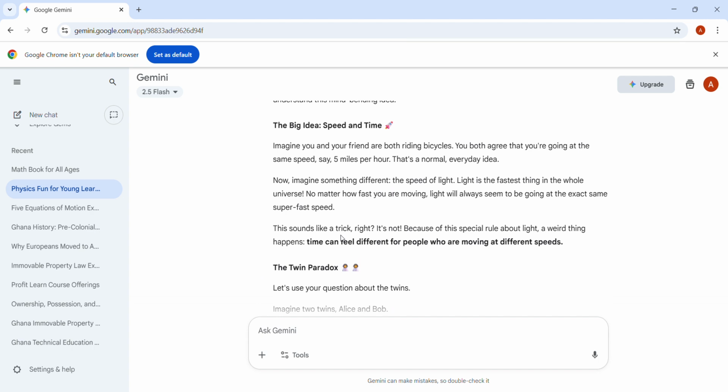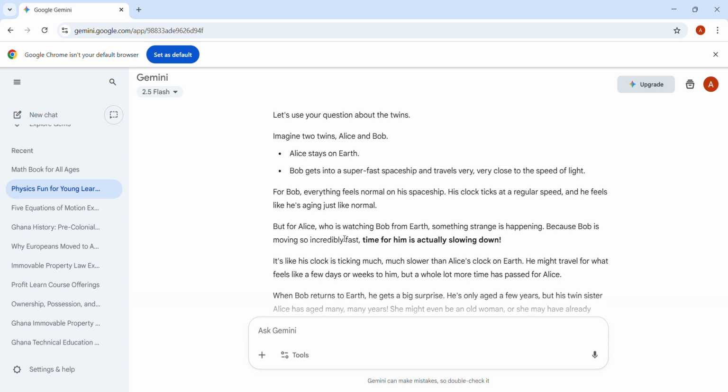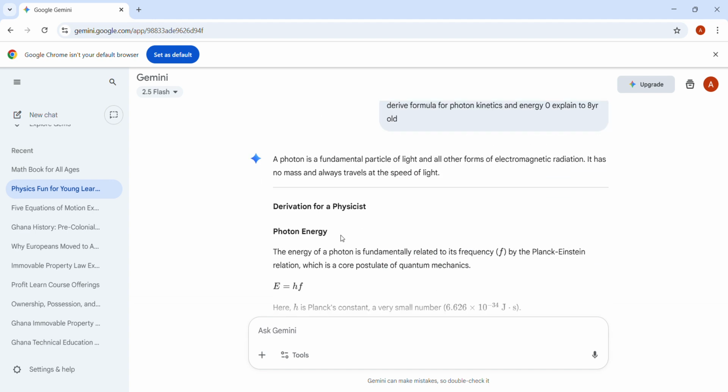So the big idea, speed and time. As you move close to the speed of light, everything in the time frame of movement will start slowing down. Okay, it's relative, it will start slowing down. So by the time you return to Earth, your mates are already gone and you are still not old. Right, so the paradox of time, talk about that.